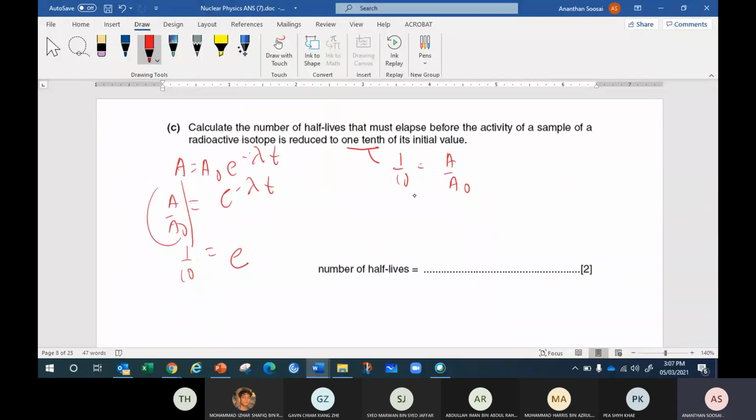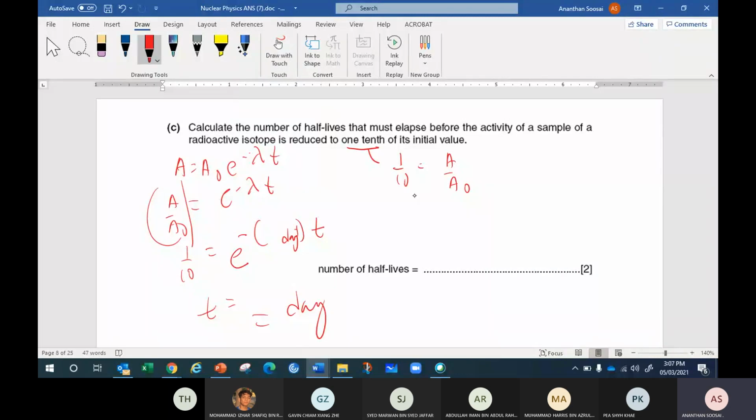You put per day or per second? I think I go for day. I put the lambda in per day. And when you rearrange, I'll get the time in days. Okay, so this is the time taken for the substance to drop to 1/10.